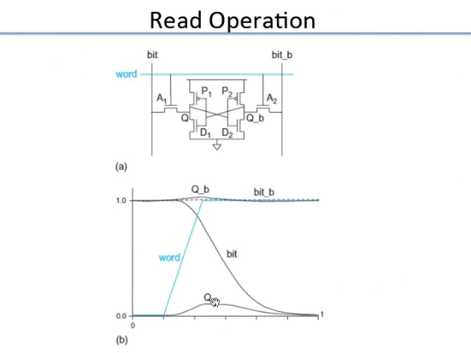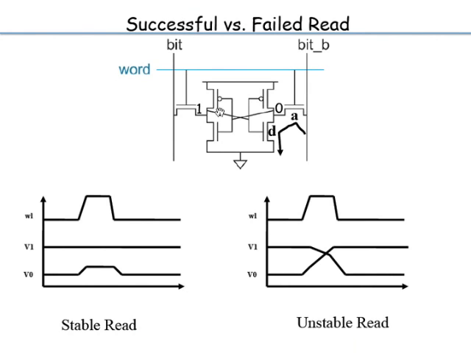Okay. So this voltage bump is very important because that makes a difference between a successful read and a failed read. What do we mean by failed read? A successful read is one where, again, we are looking at these node voltages. These are labeled V0 and V1. When I am reading, V1, nothing much happens to V1.